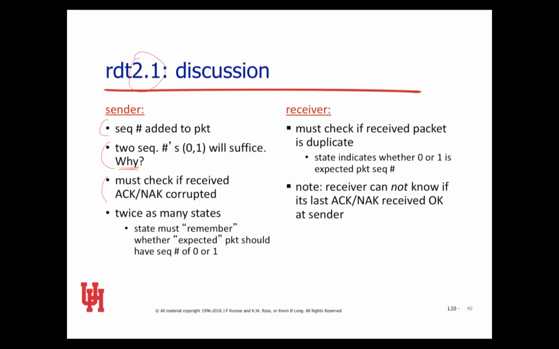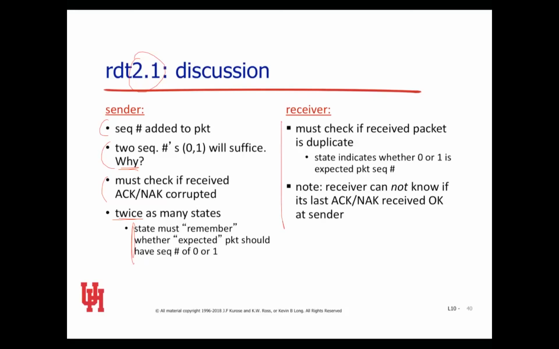You've got to check if the received ACK or NAK was corrupted and deal with it. And it doubles the number of states, but you've got to, because you've got to remember whether you're in the even state or the odd state. And the same thing on the receiver. You're going to double there as well. But here's the thing. You're still blind with the other side.